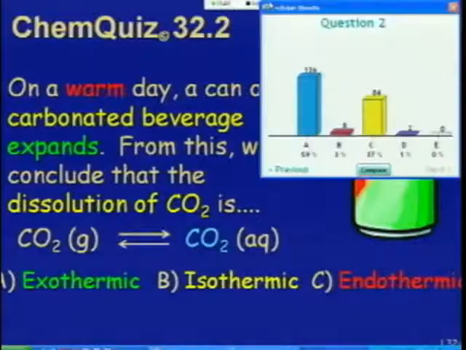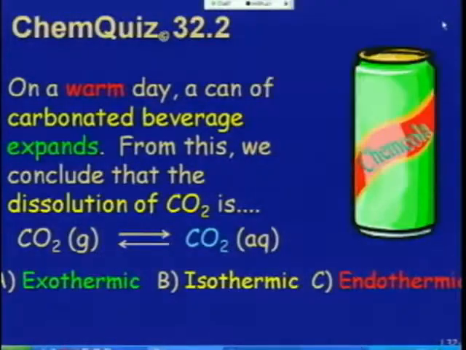So let's see how you did here. There is a slight majority for exothermic, but other people say no, that's got to be endothermic. Why don't you discuss this with each other, and maybe you can come to one answer, and maybe the right answer even. Please discuss it.